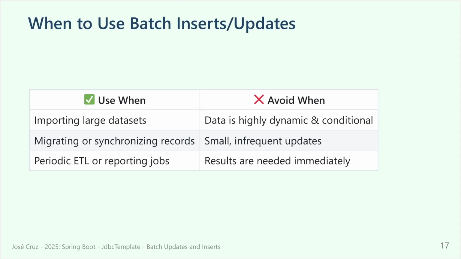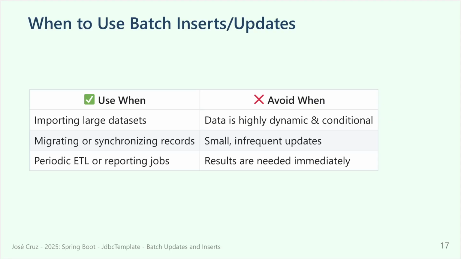But you should avoid it when data is highly dynamic, like updates where sometimes it should be one value, other times it will be different values. Small infrequent updates, just a few lines: don't use batch. Maybe if it's 7 or 8, you can say, okay, I have the list, I will use the batch. You can, but it's not clear the purpose. But at the end of the day, you can do whatever you want in the code. It depends on the situation.